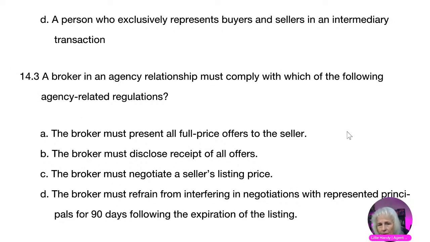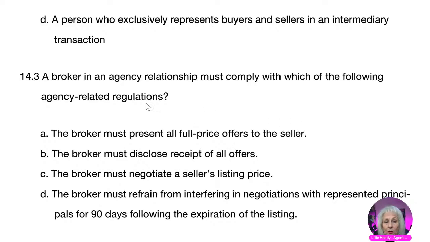Okay, we're on 14.3. A broker in an agency relationship must comply with which of the following regulations? A, the broker must present all full price offers to the seller. B, the broker must disclose receipt of all offers. C, the broker must negotiate a seller's listing price. Or D, the broker must refrain from interfering in negotiations with represented principals for 90 days following the expiration of the listing. So what do you know the answer is here?